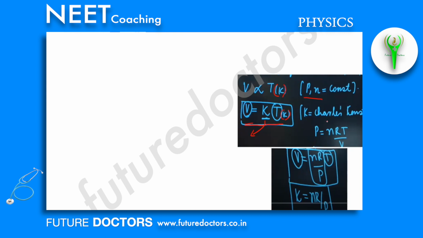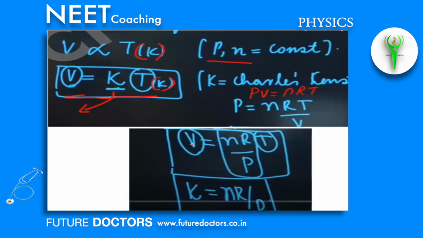So we know the gas equation PV is equal to nRT, the ideal gas equation. From this, P is nRT by V. So now we can write volume. So volume is equal to nRT by P. Now you compare this equation and this equation. Name this as equation 1 and this as equation 2. Now when you compare, volume is on the left hand side, temperature is also there. So this K is equal to nR by P.